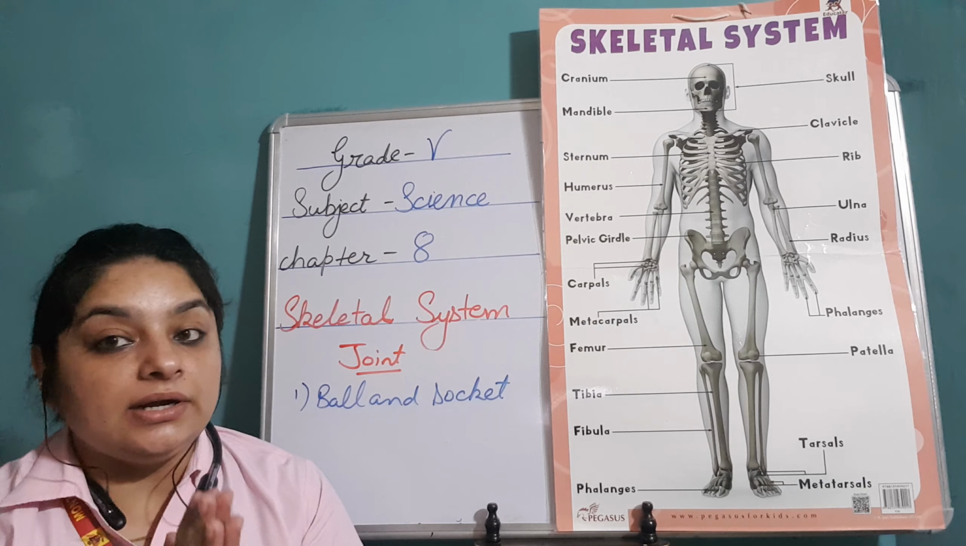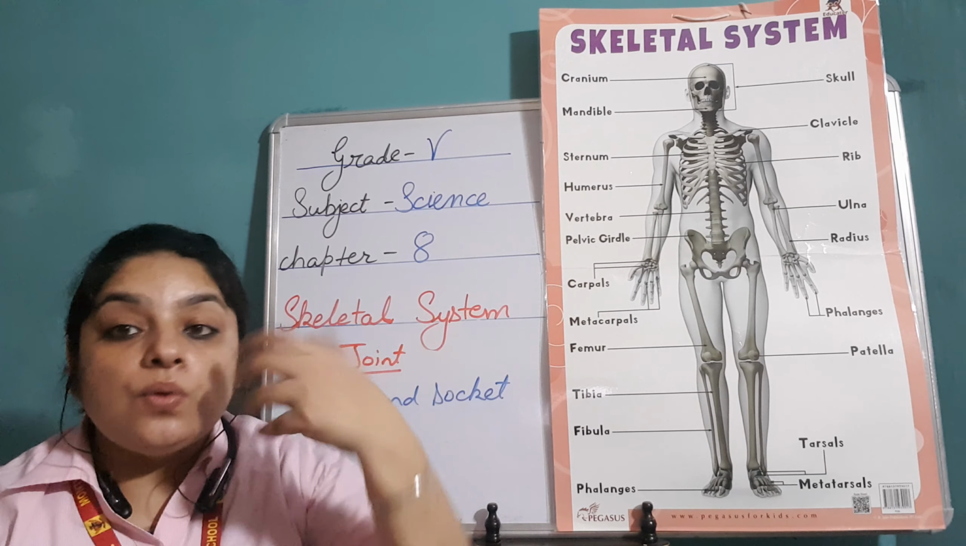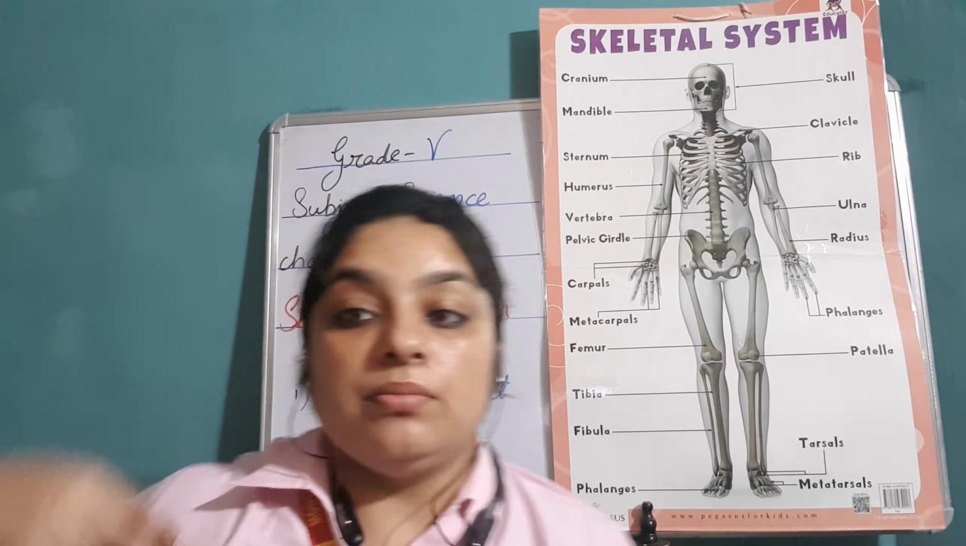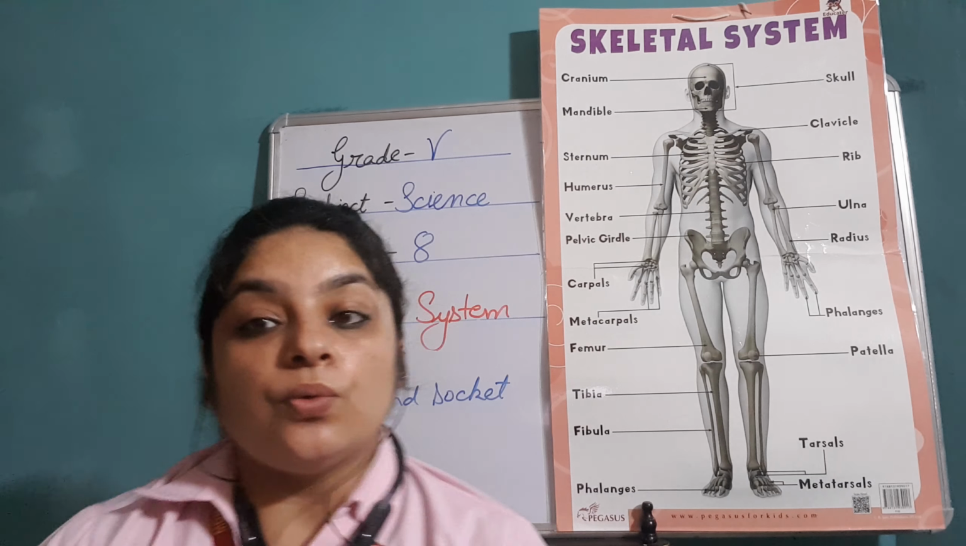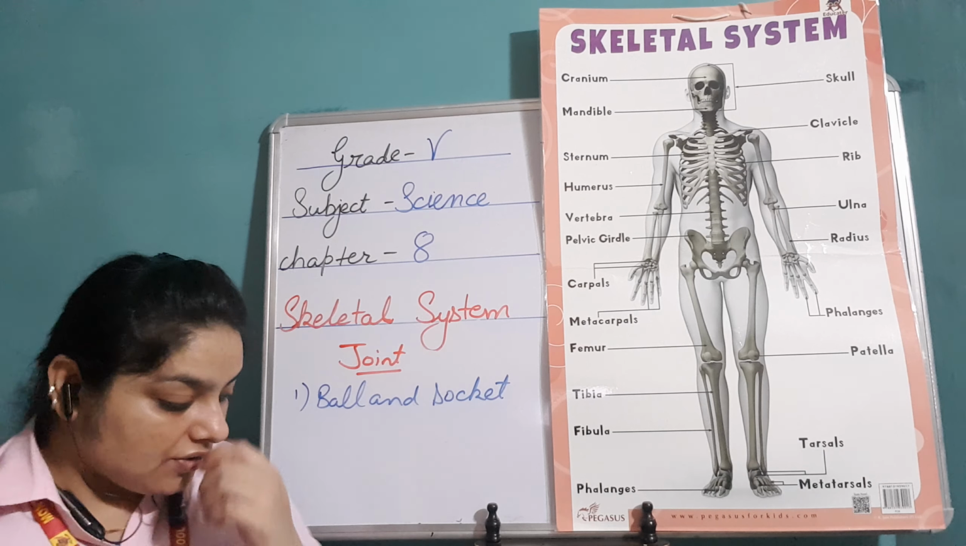Ball and socket joint is present in our body in the shoulder and in the hip, and they allow us movement in a circular motion. For example, my arm, from the shoulder, right, we can rotate it in any direction. So this type of joint is known as a ball and socket joint.